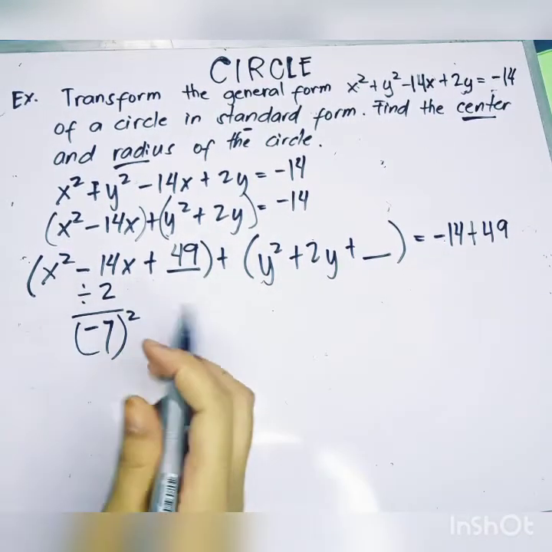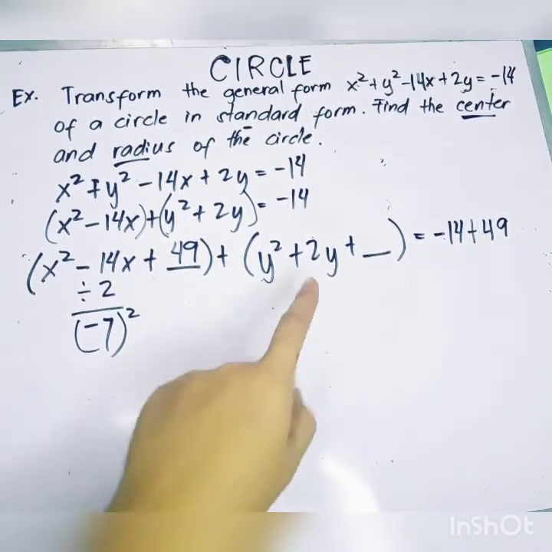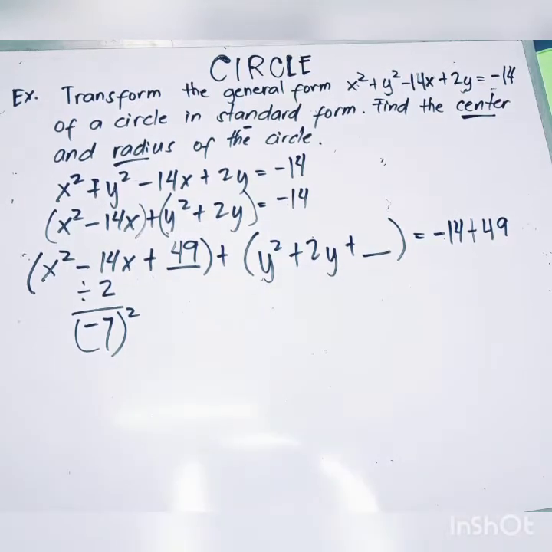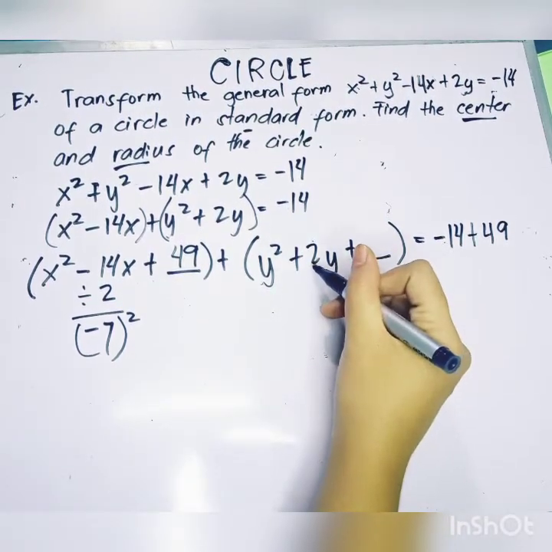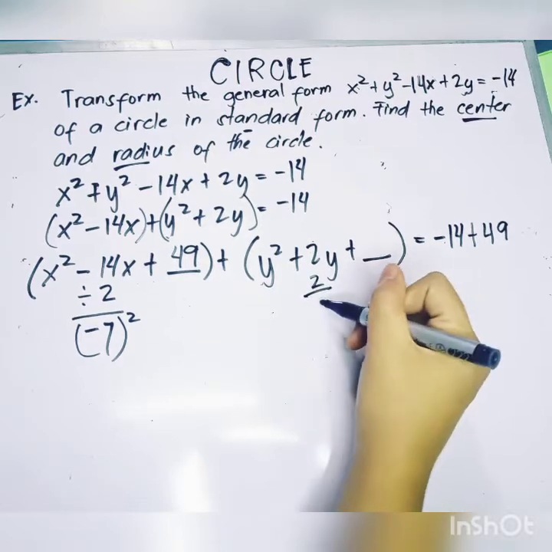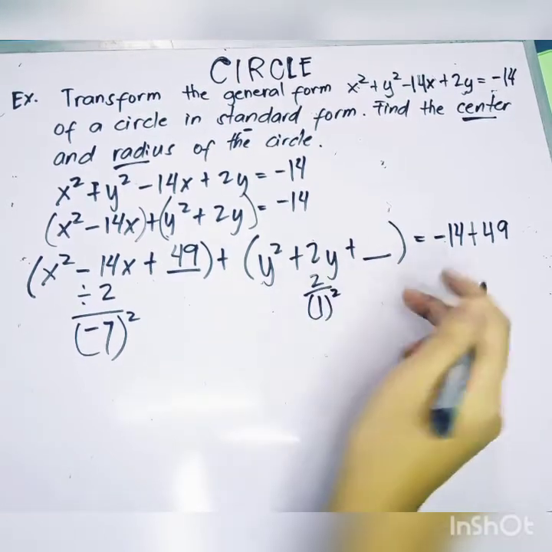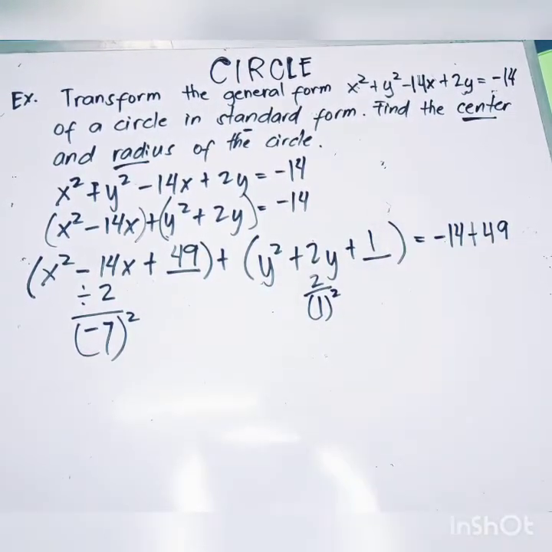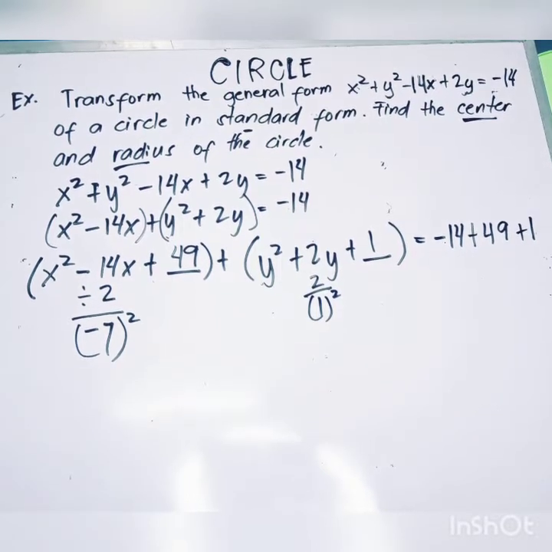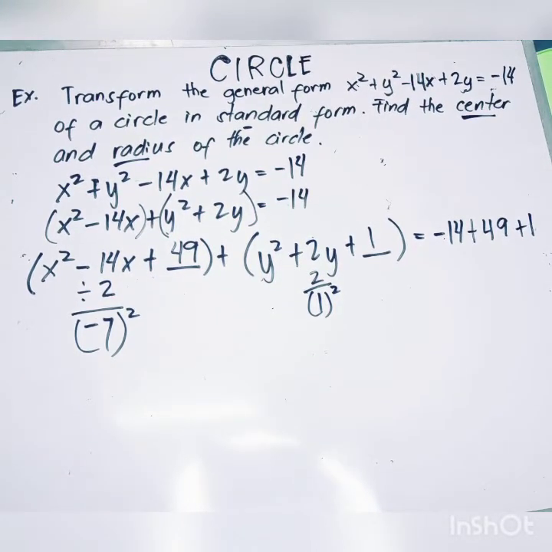Okay, next, for the y naman, we have y squared plus 2y. To get the third term, divide the middle term by 2. So positive 2 divided by 2 equals 1, and then square it. So we have positive 1. Because you have here, positive 1. Okay, next.